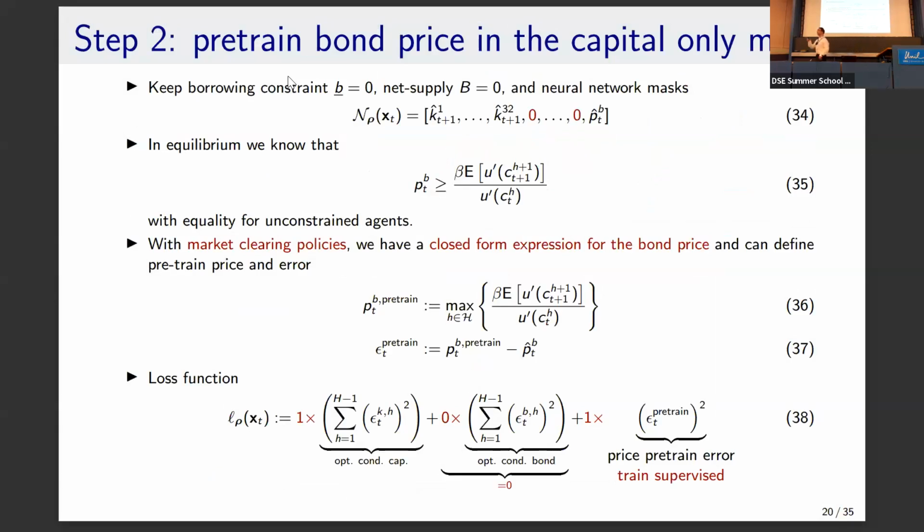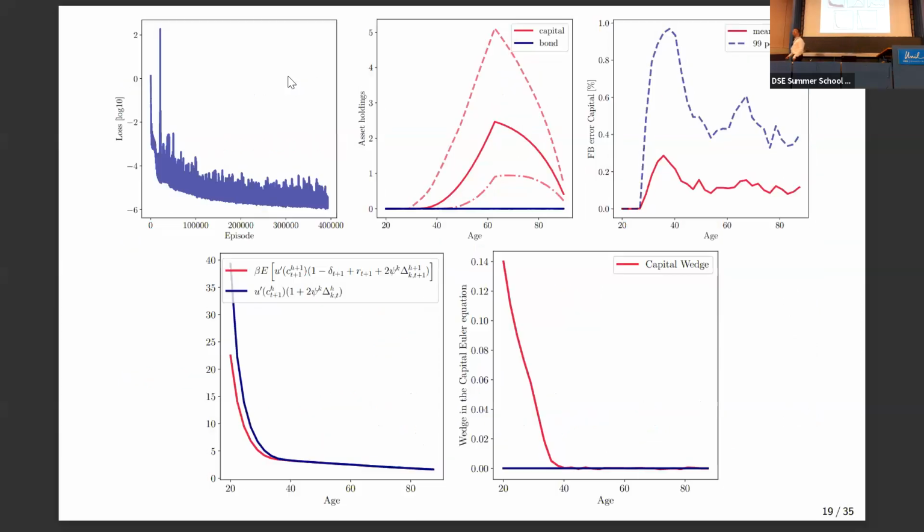Pre-train the price. Yes? I asked a question regarding the previous slide. Sure. Is it possible to achieve a longer, maybe 10 times or 100 times lower error than you can here? It depends. In this model, I do not think you can get within reasonable time to 10 to the minus 10. I don't think so.